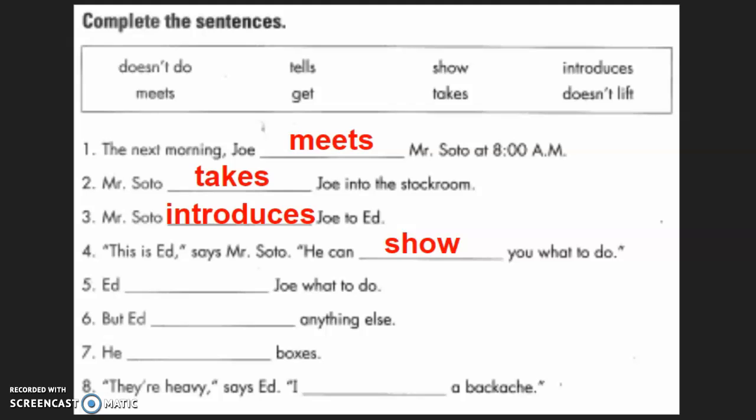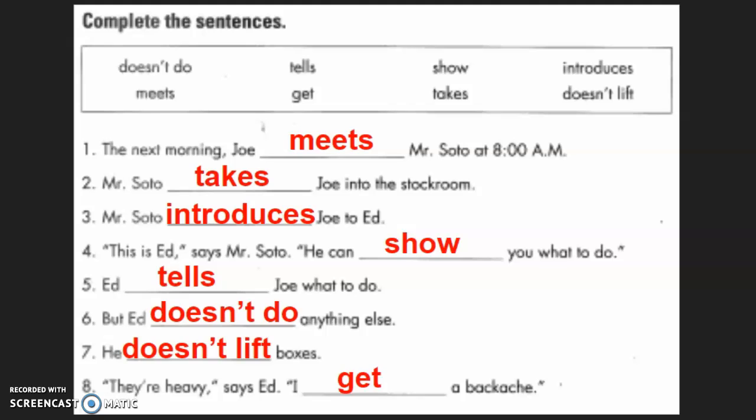Number 5. Ed, Joe, what to do. Tells. Ed tells Joe what to do. Number 6. But Ed, anything else. Doesn't do. But Ed doesn't do anything else. Number 7. He boxes. Doesn't lift. He doesn't lift boxes. Number 8. "They're heavy," says Ed. "I a backache." Get. "They're heavy," says Ed. "I get a backache."